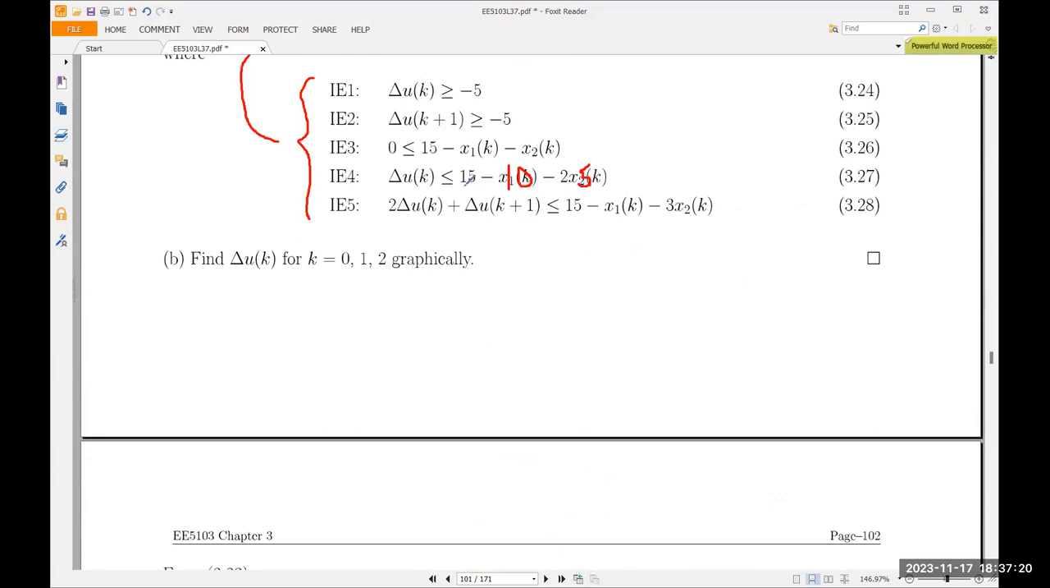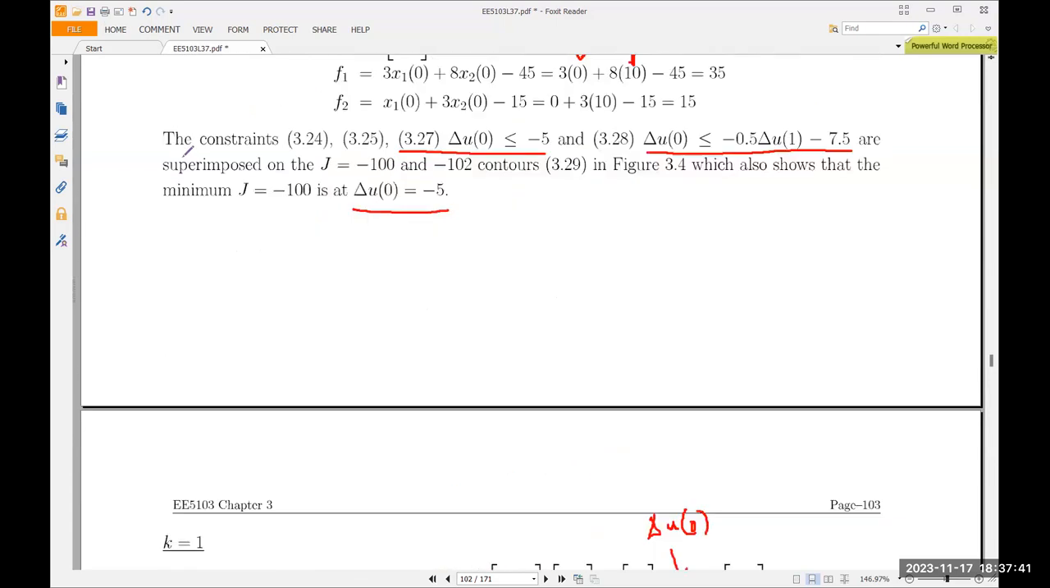All right. So 15 minus 10 minus 2 times 5. This one must be equal to minus 5. So this IE4 says that UK must be less than minus 5. So we go and draw that in.